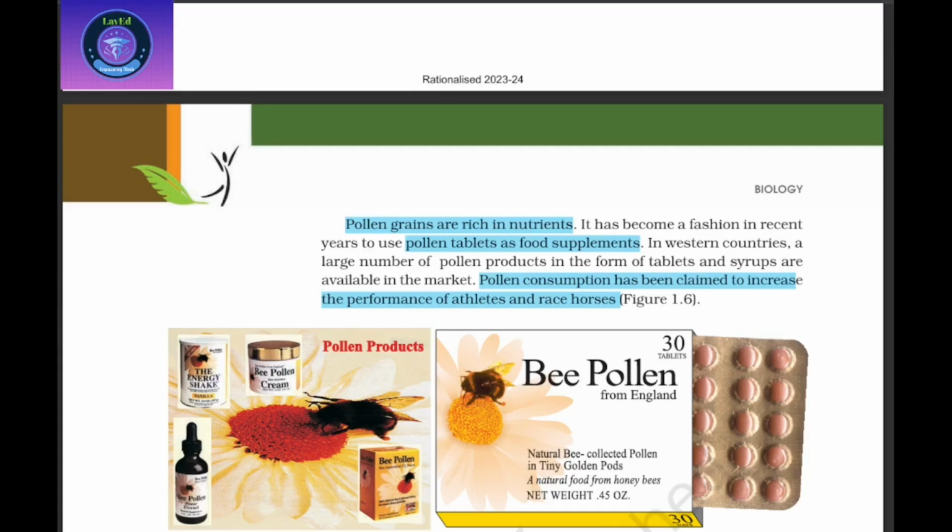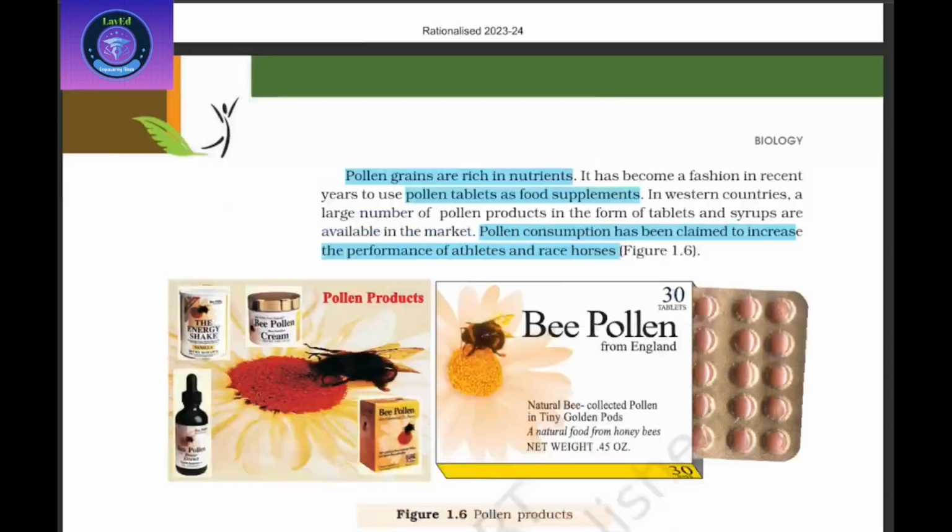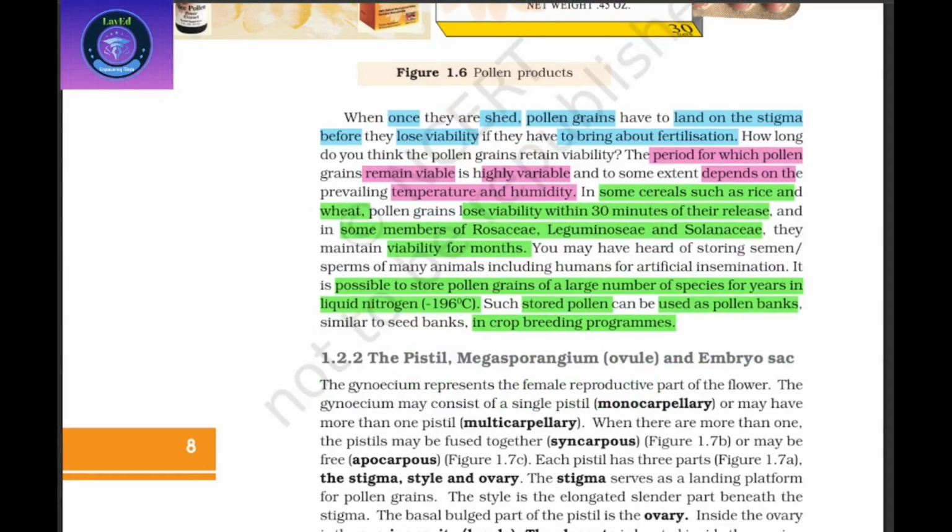Now let's go to the other importance. Pollen grains are rich in nutrients, hence they are used as food supplements, and pollen consumption has been claimed to increase the performance of athletes and racehorses. This impact, you have to read only. Nothing much to explain because these are general lines, basic English. You can highlight in your NCERT, and definitely revise these things.